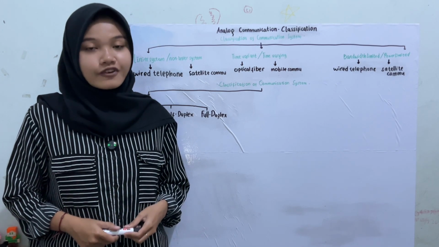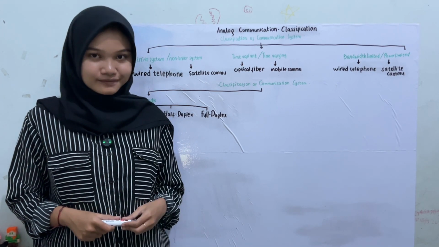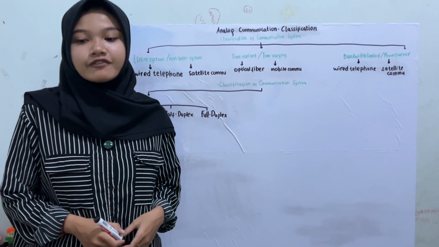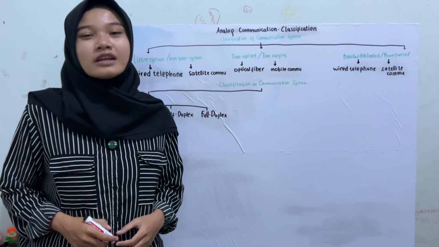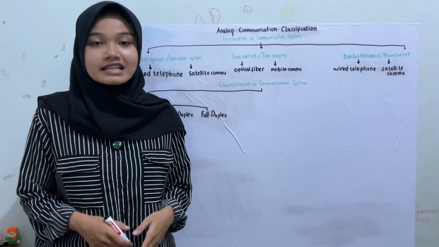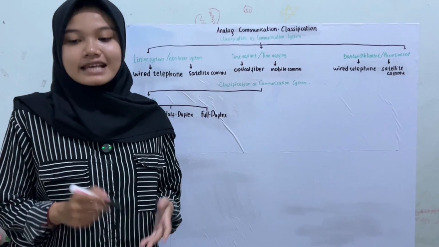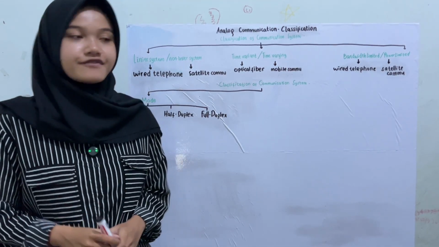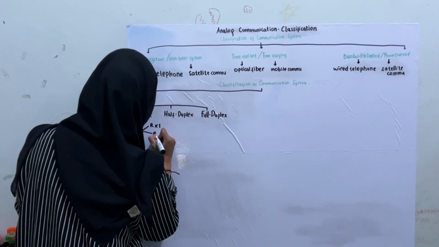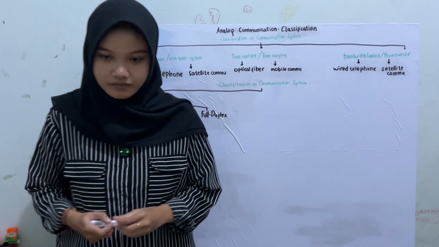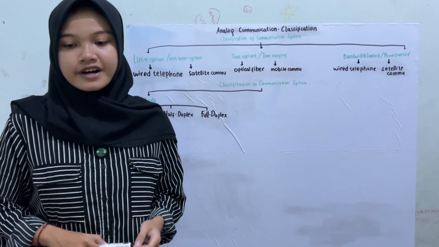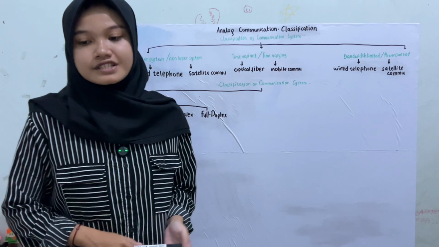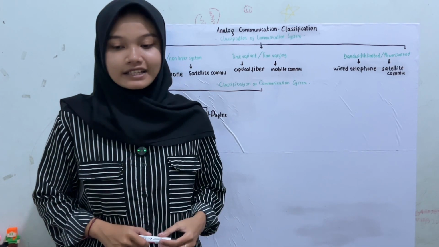Let's start with the first one, the simplex mode. A simplex communication system allows information to travel in only one direction. In this mode, one device always acts as the transmitter, while the other device only acts as the receiver. Since the receiver cannot send information back, there is no feedback or response through the same communication channel.